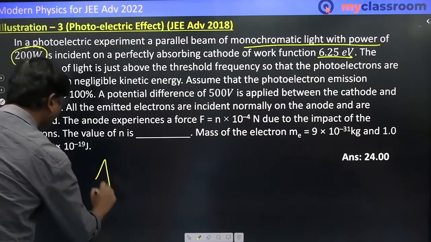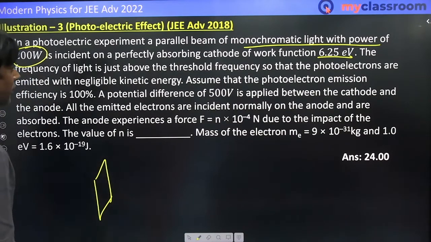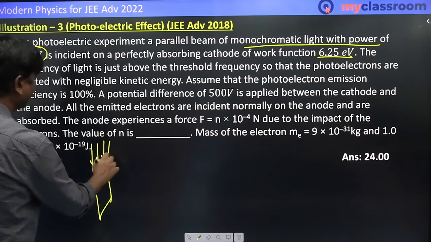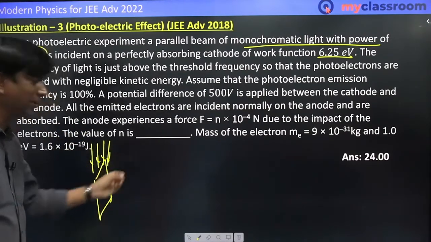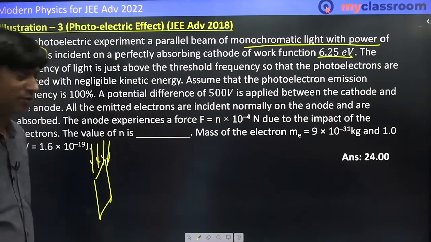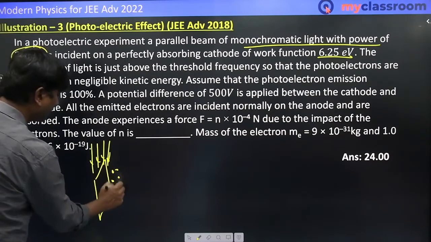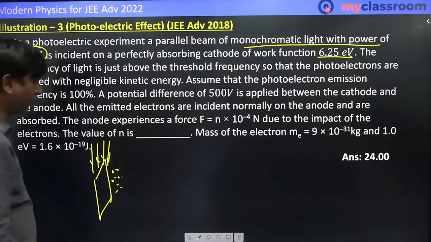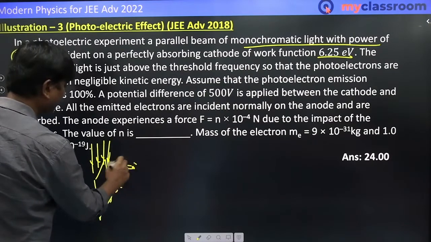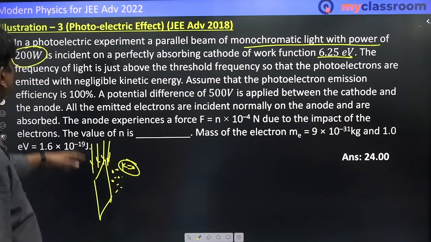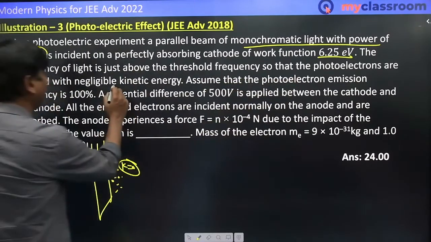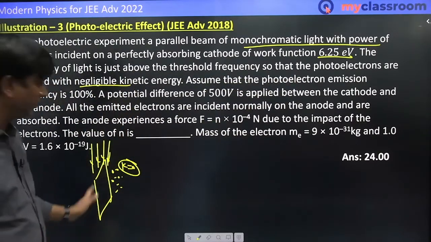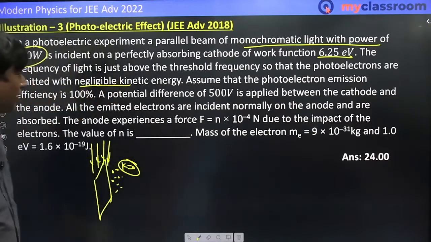So that means this is a cathode and perfectly absorbing. So this power is falling on this, and whatever the energy of each photon is, it is just able to remove the electron. That's it. It's just slightly above the work function. So definitely the electrons will be ejected out with zero, negligible kinetic energy. That's what they have given: the frequency of light is just above the threshold frequency, so that the photoelectrons are emitted with negligible kinetic energy. So they don't have any kinetic energy when they eject out from the cathode.